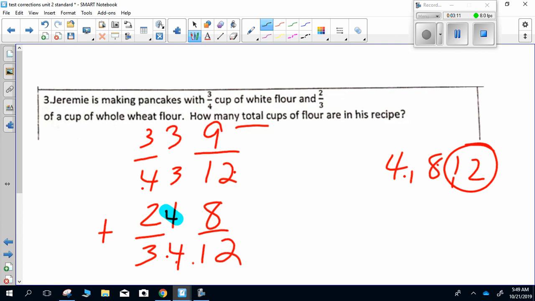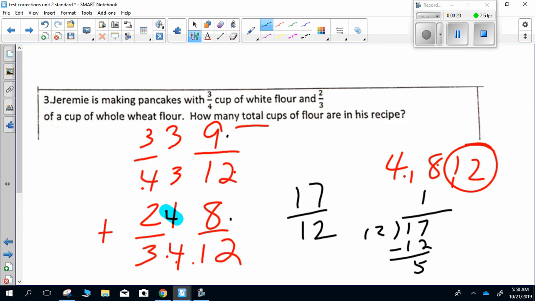So now I'm going to add 9 twelfths plus 8 twelfths. That is 17 twelfths. If I wanted to change that to a mixed number, I would divide 12 into 17. That goes once, with 5 left over. The other answer is 1 and 5 twelfths.